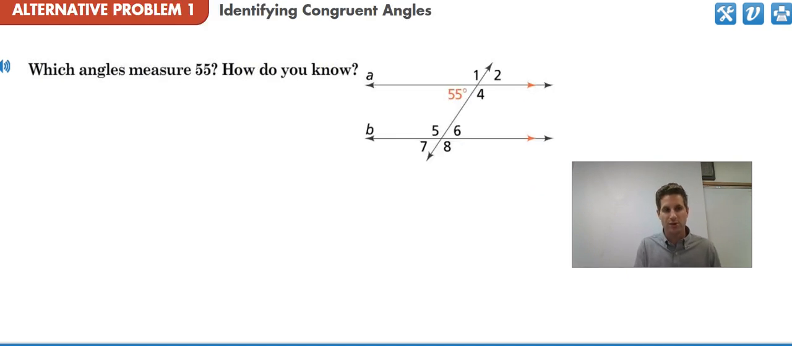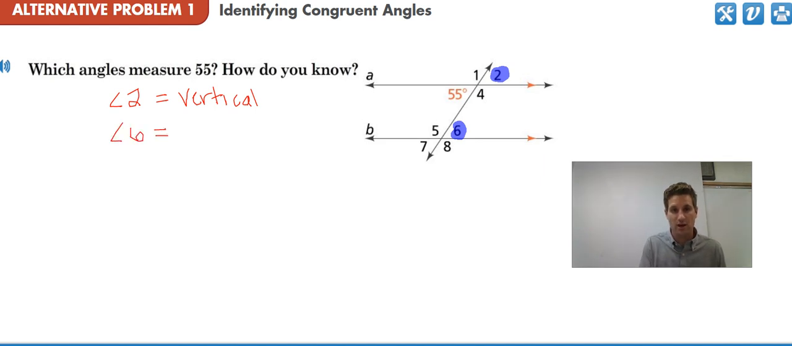Okay, this will be our last one. Which angles measure 55? How do I know? Let's go through all the angles that are congruent to 55. First of all, we have angle 2. That's vertical. I'm going to go ahead and write each one. So angle 2, the reason why we know: vertical. 55 is also going to be congruent to 6. And how do I know that? That's going to be alternate interior angles.